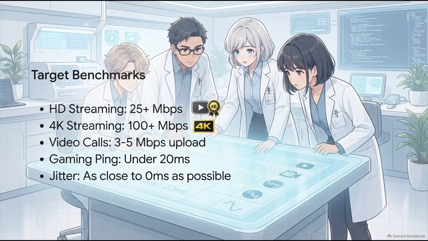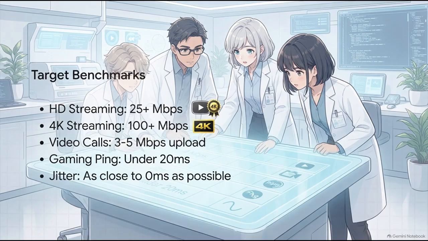Section 5, decoding your results. All right, so you've chosen your tool and run the test. But what do all these numbers actually mean for your daily life? You'll want to compare your results against these target benchmarks to see if your connection is genuinely healthy or if it's struggling. For smooth HD streaming, you're looking at 25 megabits per second or more. For 4K streaming, or if you have multiple users online, aim for 100 plus. Now, upload speeds are super critical for video calls. You want a solid 3 to 5 megabits per second upload to avoid freezing mid-sentence.